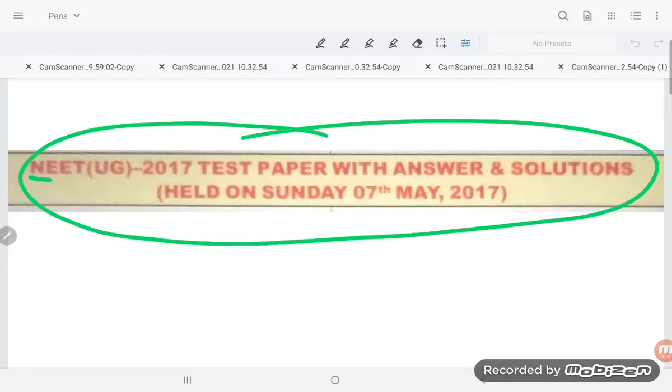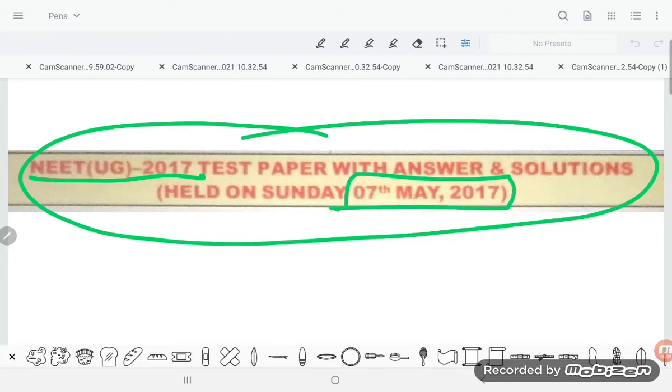Now let us try to solve the NEET 2017 question paper that was held on the 7th May 2017. Dear students, let us try to solve it.